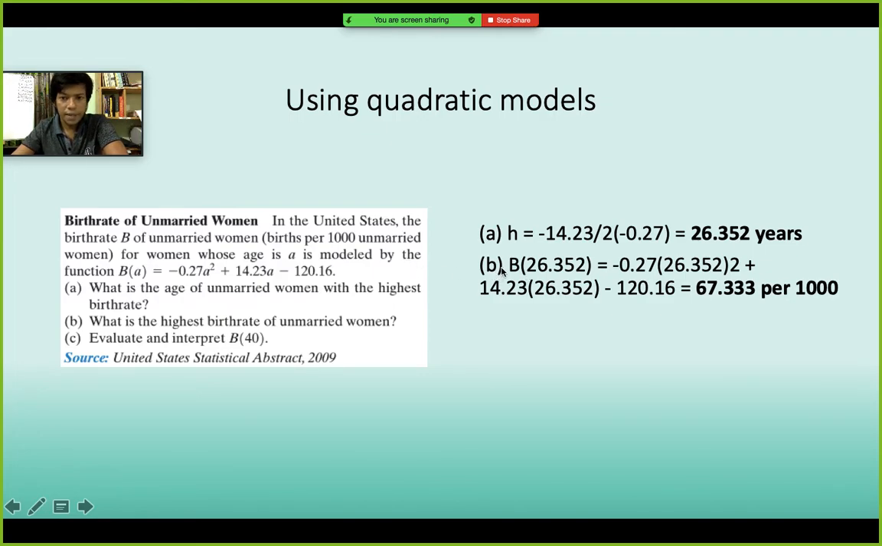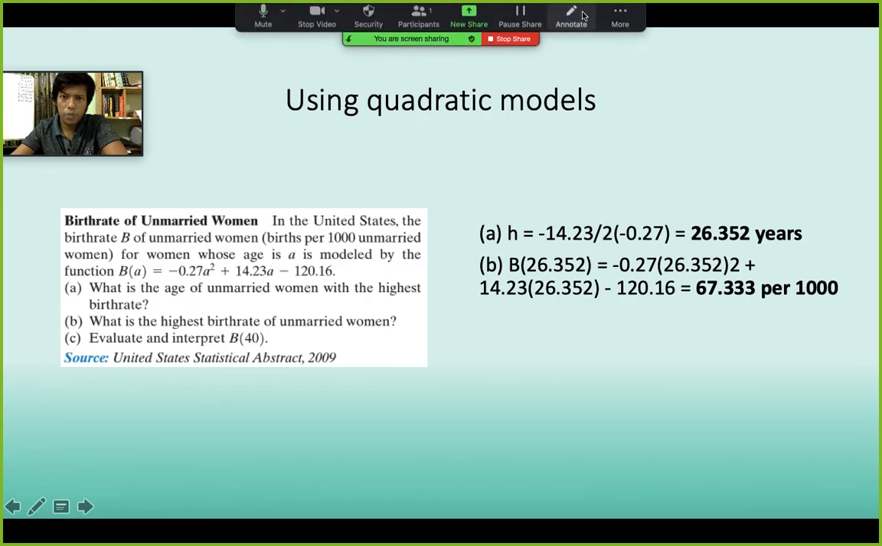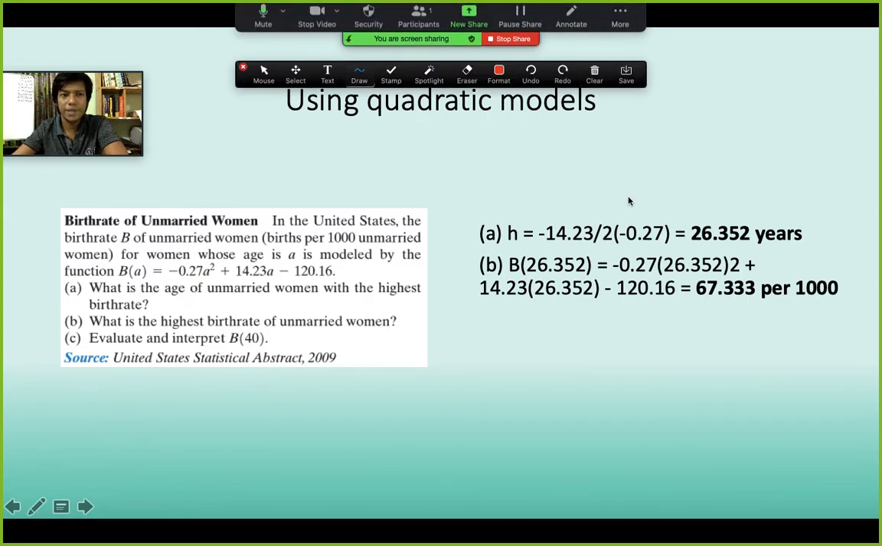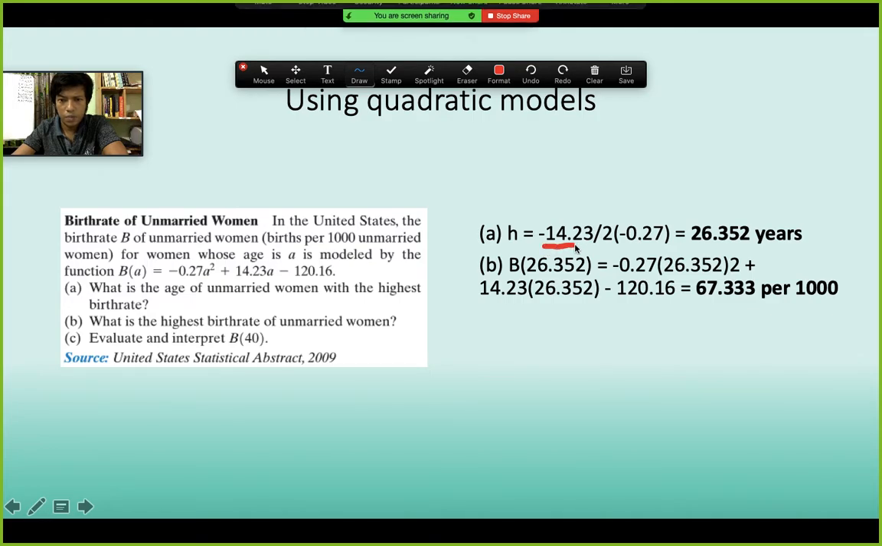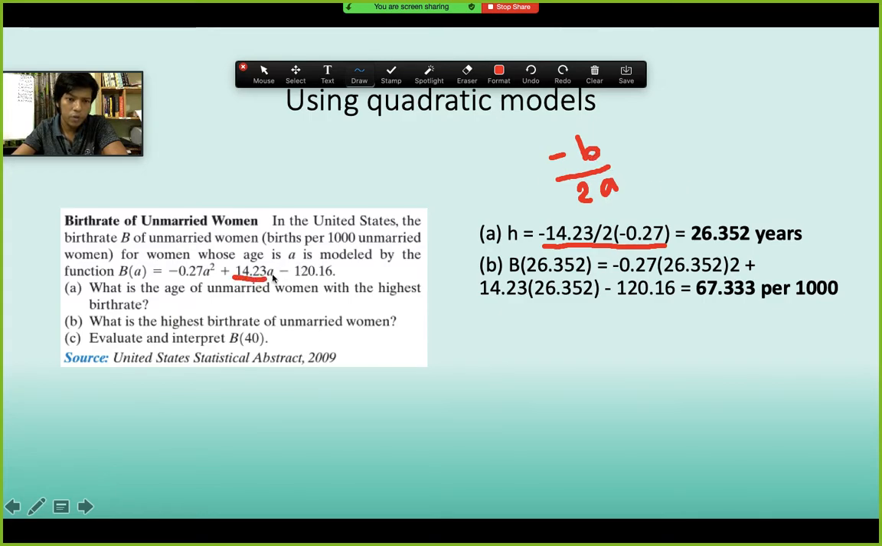Let me repeat it once again. Very important point. Everywhere you will be using it. That's why this point is important. First, we have to find the vertex x value. The formula is minus b by twice a. Minus b value is what here? 14.23. Why is there an extra minus? Because this minus comes from here, minus b by twice a. The a value is minus 0.227. You get this answer. This is the vertex x value.